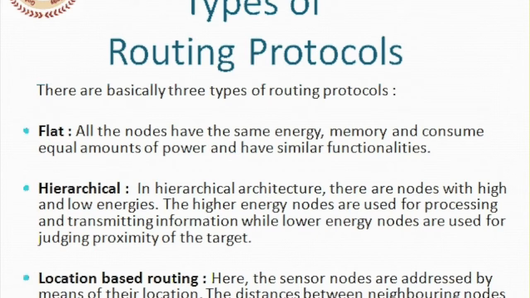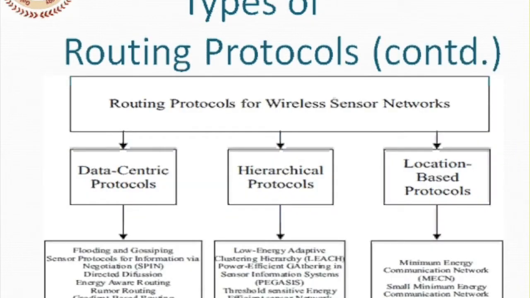Now let us know in brief about the types of routing protocols. We have three types of routing protocols. The first one is the flat routing protocol, where all the nodes have the same energy and memory, and consume equal amounts of power. In the hierarchical architecture of routing protocol, the nodes have high and low energy. The high energy nodes are used for processing, whereas the low energy nodes are used for judging proximity of the target. We also have the location-based routing protocol, where the sensor nodes are addressed by means of their location. The flat-based protocol is also called a data-centric protocol, and the Pegasus protocol that we have chosen in our project is a type of hierarchical protocol.